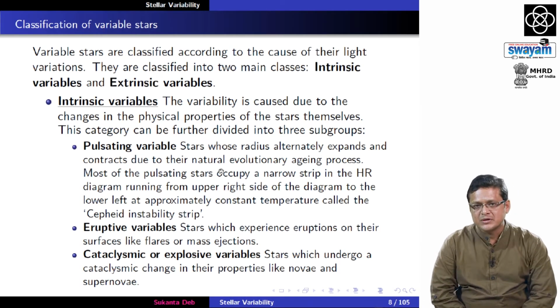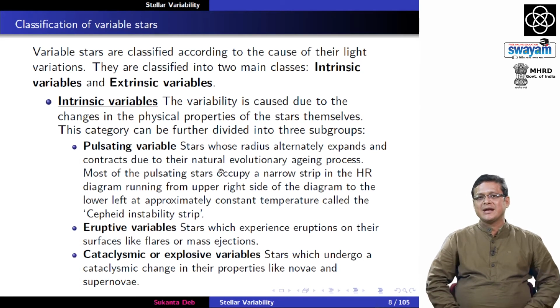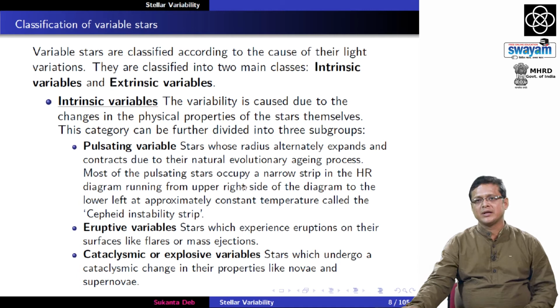In pulsating variables, the star's radius alternately expands and contracts due to their natural evolutionary aging process. Most of the pulsating stars occupy a narrow strip in the Hertzsprung-Russell diagram, which is in short called the HR diagram, running from the upper right side of the diagram to the lower left at approximately constant temperature, called the Cepheid instability strip.